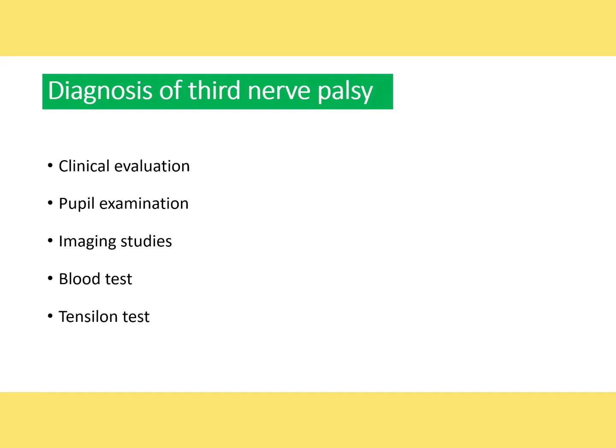Diagnosing third nerve palsy involves a thorough examination process to understand the nature and potential causes of the condition. We start with a detailed discussion to gather information about when the symptoms began and how they have progressed. This includes asking about associated symptoms like headache, eye pain, and change in vision that could provide clues to the underlying cause. During the physical examination, we focus on assessing the movement of the eye. We observe how well the eyes can move in different directions and check for any drooping of the eyelid.